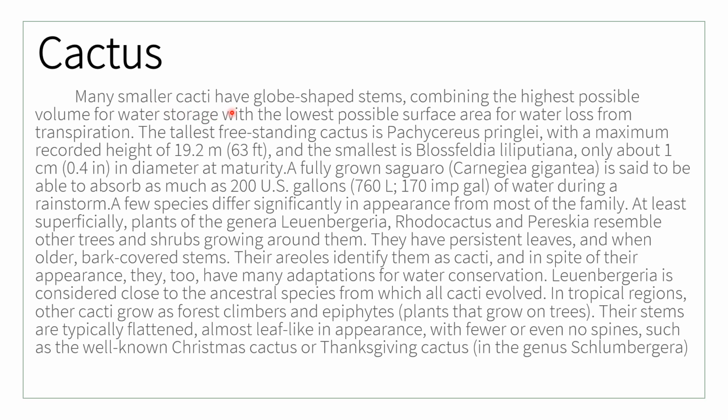Many smaller cacti have globe-shaped stems, combining the highest possible volume for water storage with the lowest possible surface area for water loss from transpiration. The tallest freestanding cactus is Pachycereus pringlei, with a maximum recorded height of 19.2 meters, or about 63 feet, and the smallest is Blossfeldia liliputiana, only about 1 centimeter, or 0.4 inches, in diameter at maturity.